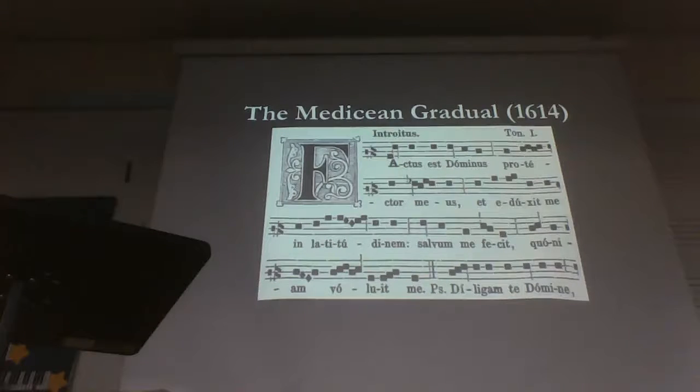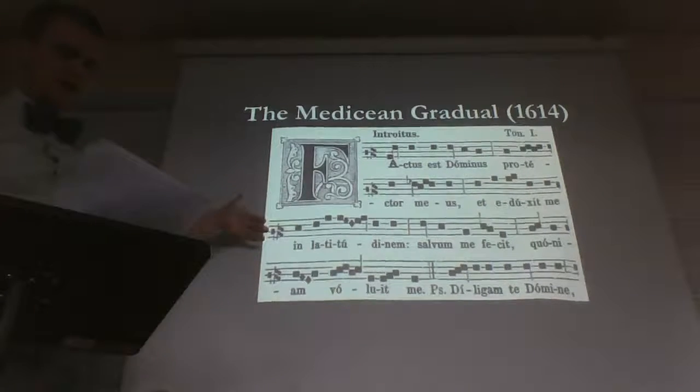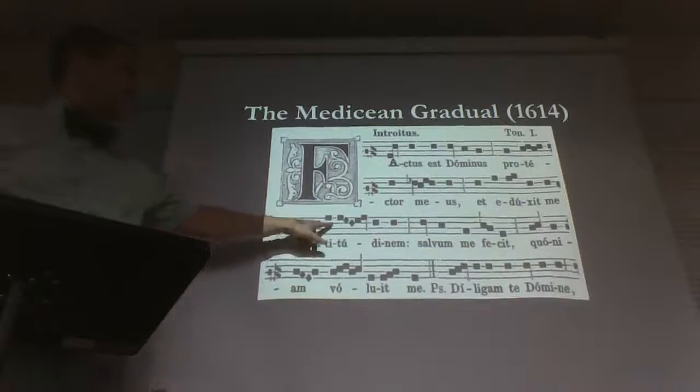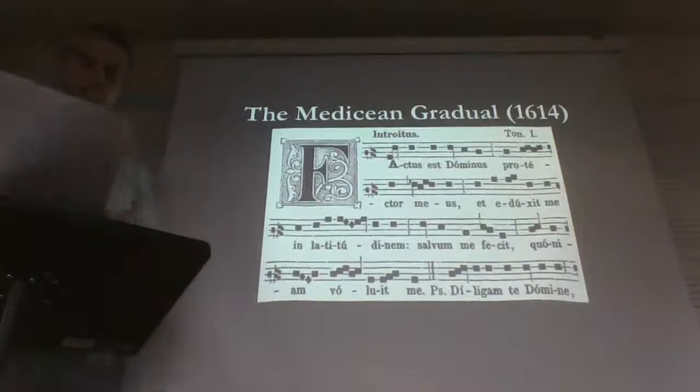The Church itself put Gregorian chant in danger with the publication of the Medici Gradual in 1614. This was a book with a whole cycle of propers, but with extremely modified and simplified melodies. Notice it's using square notation.